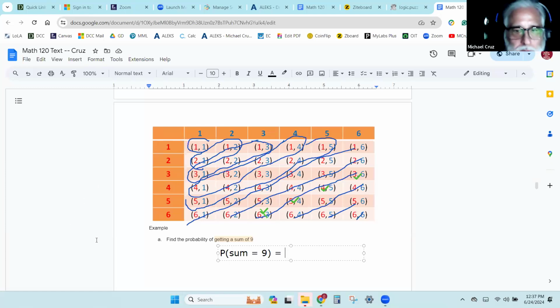is equal to 4 over a total of 36. And simplifying that, both are divisible by 4. So this is 1/9 would be that probability. Kind of a neat coincidence that it comes out to that sum being in your denominator for the probability.